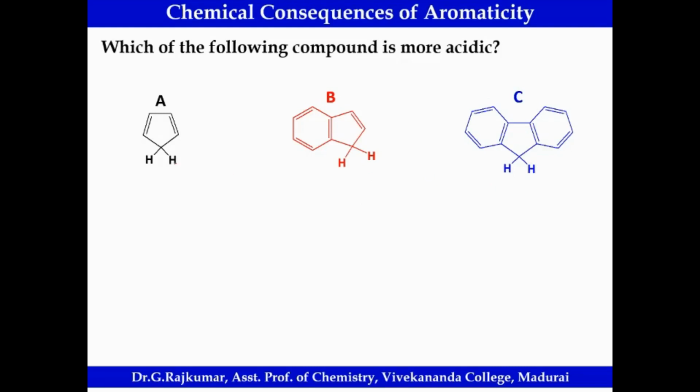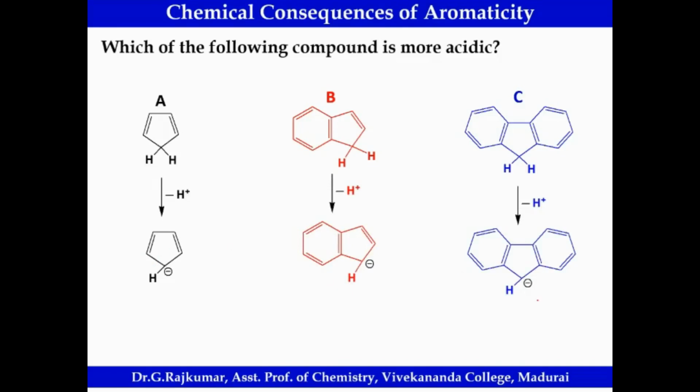What happens after losing a proton in a compound? I mean, carbanion will be formed like this. In B, in C. Look at this. All of it is an aromatic part. Am I right? So the circled part is aromatic. Compare the aromaticity of these three.